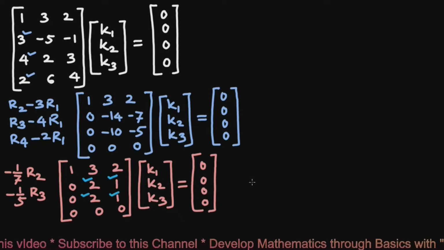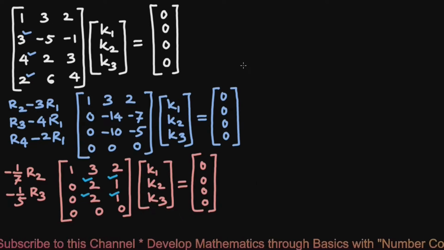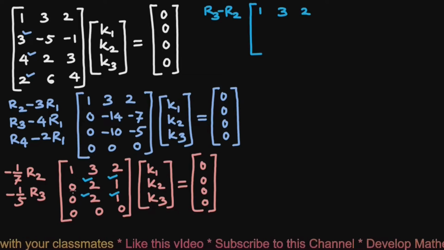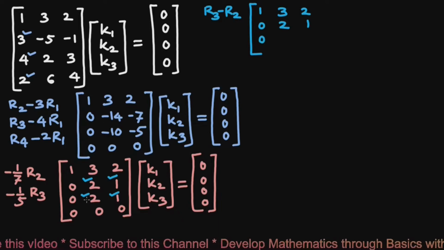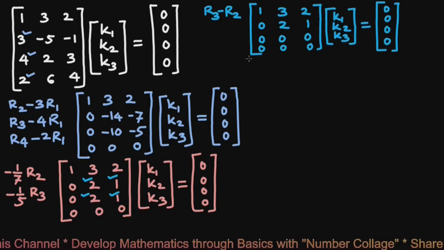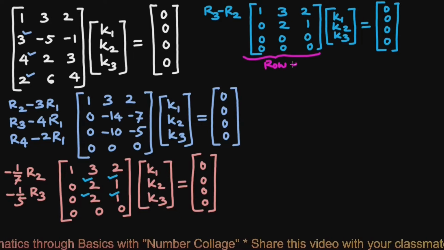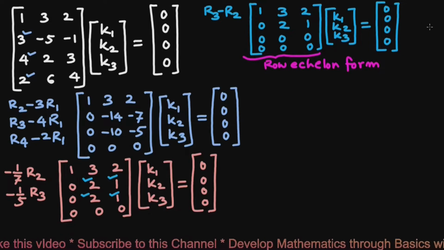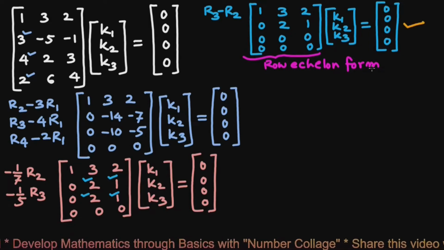So our next row transformation will be R3 minus R2. This gives 1 3 2, then 0 2 1, then 0 0 0, 0 0 0. Now, this is the row echelon form of the coefficient matrix. This matrix equation gives us two equations.